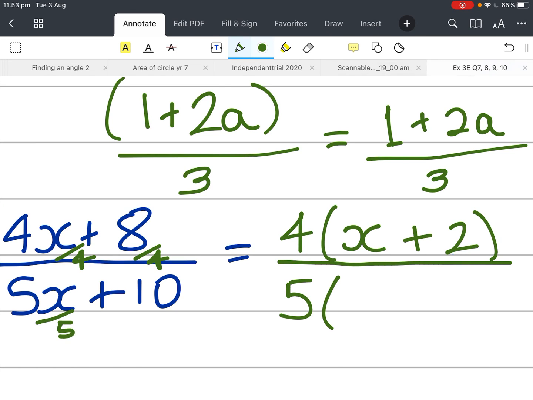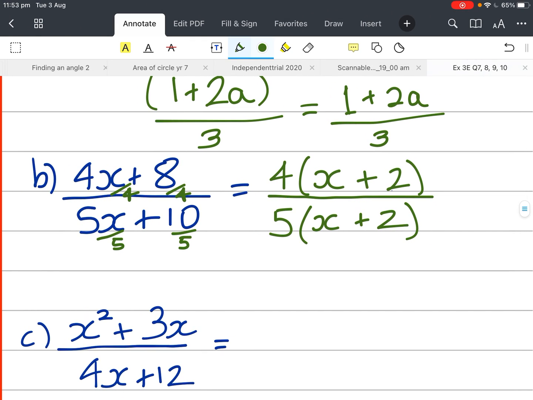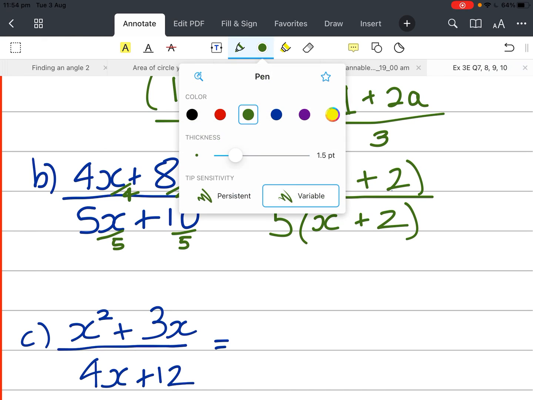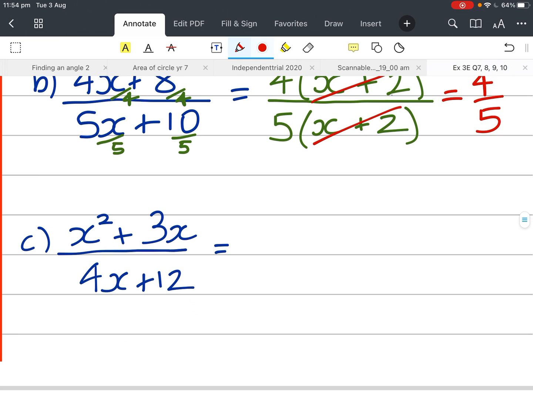Divide each of these by 5. 5x divided by 5, hopefully you remember, leaves you with x. There's a plus in the middle, so write down the plus. How many 5's in 10? There are 2. Okay, can you see what to do now? What's the same on the top that's also on the bottom inside the brackets? Hopefully you said x plus 2. Let's cancel those out. What am I left with? 4 over 5. Beautiful.